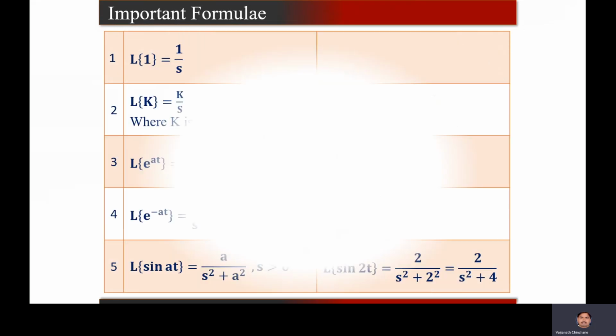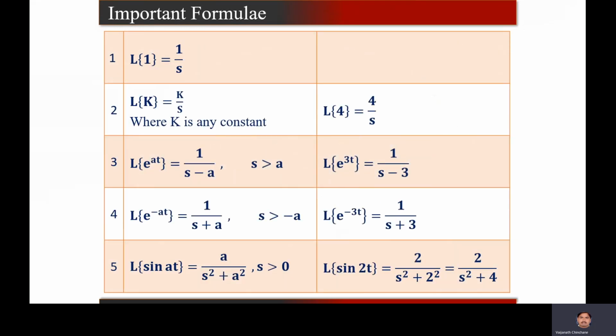So next are some important formulae. That is, Laplace of 1 is 1 by s, Laplace of k is k by s, Laplace of e raised to at is 1 upon s minus a, Laplace of e raised to minus at is 1 upon s plus a, and using these two formulae we obtain this. Also using this k by s we obtain this, right? So these are important, these are the more general, and these are the particular case.